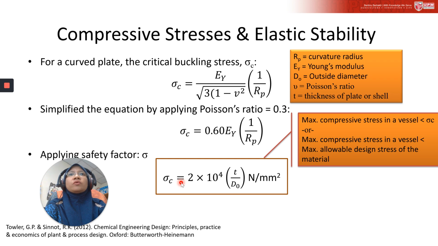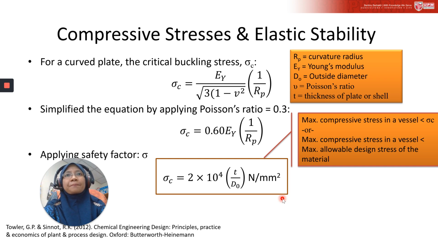When we calculate this, we must make sure that the maximum compressive stress in a vessel should not exceed the value from this equation, or the maximum compressive stress in the vessel should be less than the maximum allowable design stress of the material. Detailed design for this can be obtained from the ASME BPV Code Section 8.